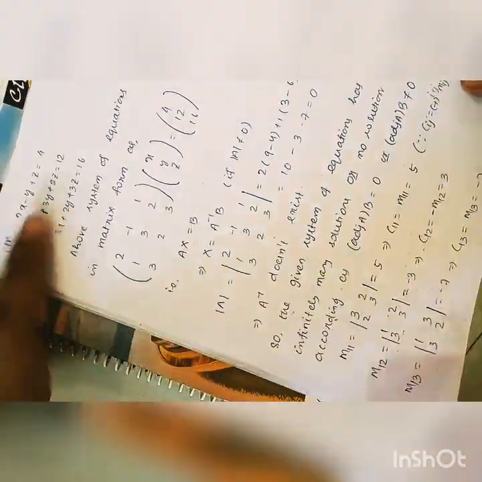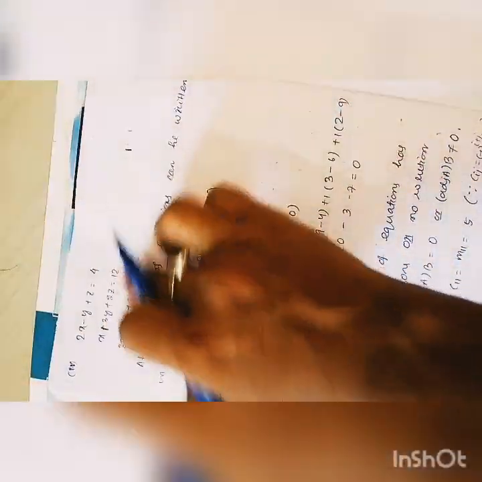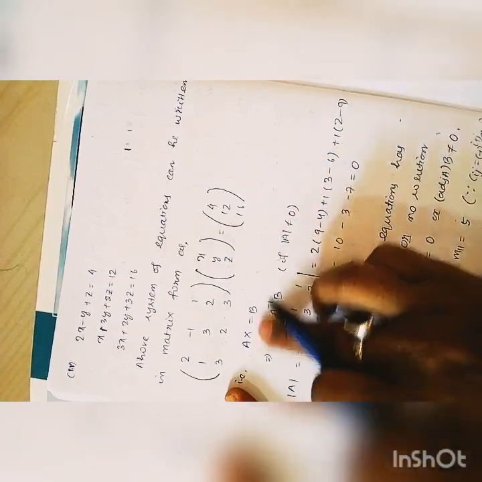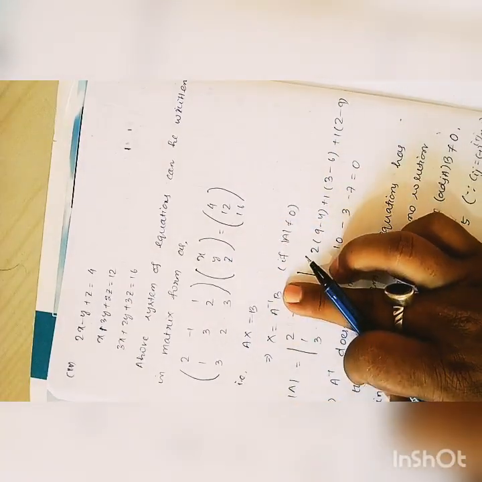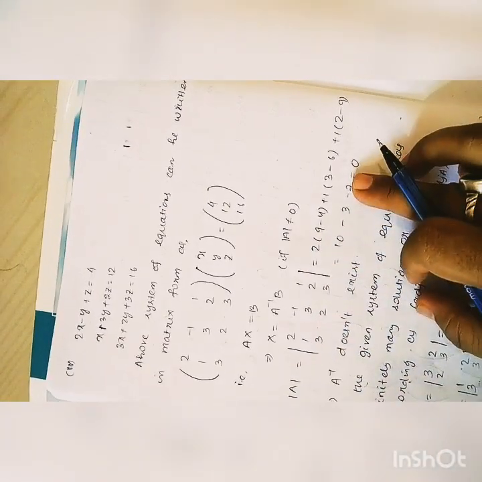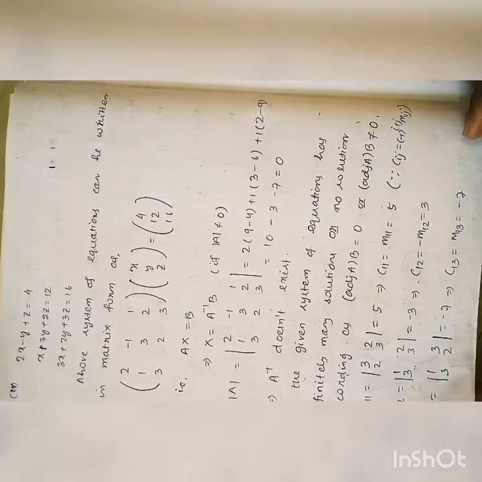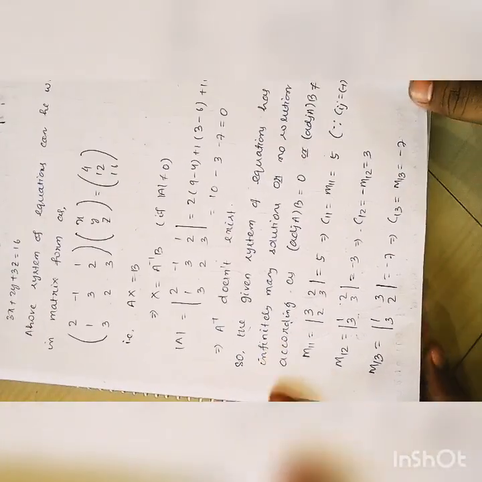Let's take another example. Suppose you consider this question. Now this system of equations can be written as A X equal to B. Now X equal to A inverse B if determinant of A is not equal to 0, but here determinant of A equals 0, so A inverse does not exist. So the given system of equations has infinitely many solutions or no solution according as adjoint of A into B equal to 0 or non-zero.